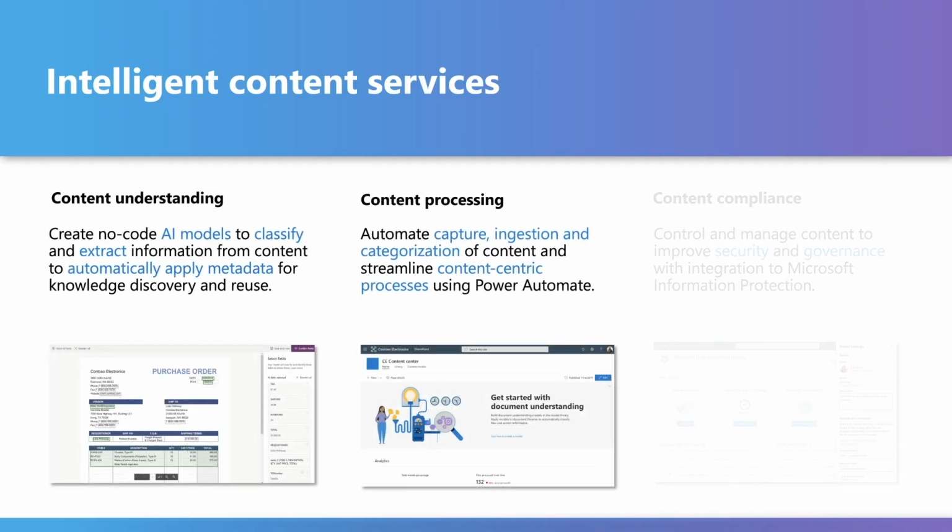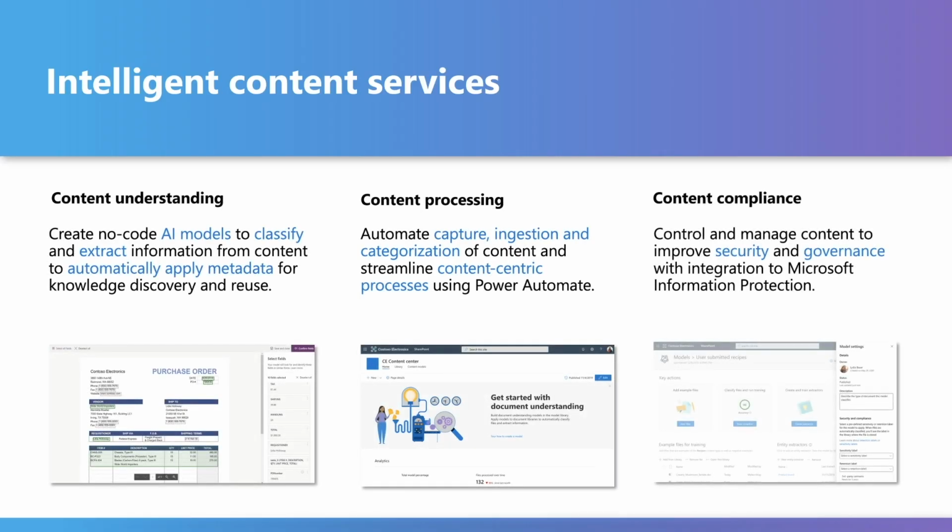So like I said, when we think about this, we think of it as really evolving the service, intelligent content services. And we look at this as three overlapping pillars, if you will. There's content understanding. It's the creation of these no-code AI models that can really help the system to understand how to classify or understand what type of document it is that's being uploaded, and then to extract the right information from it, and then really just automatically apply that metadata.